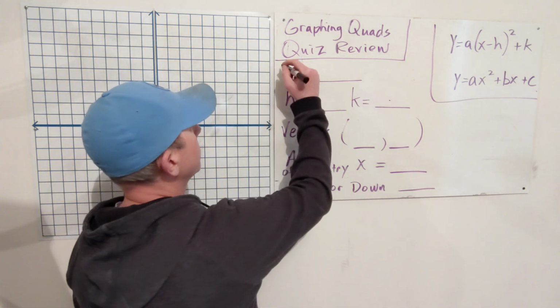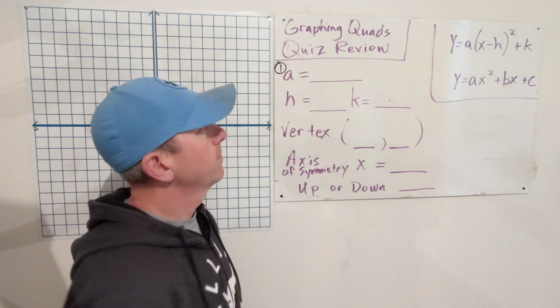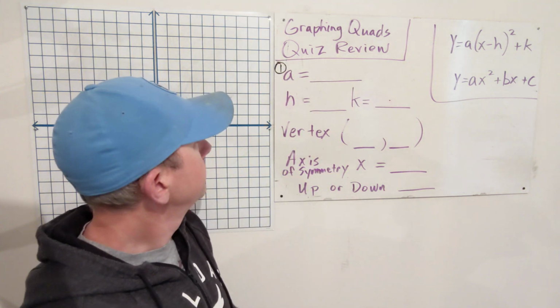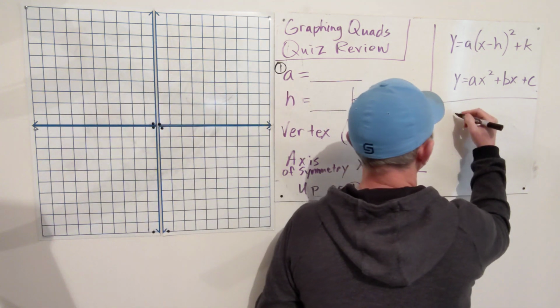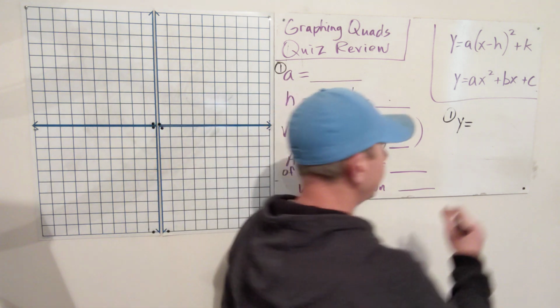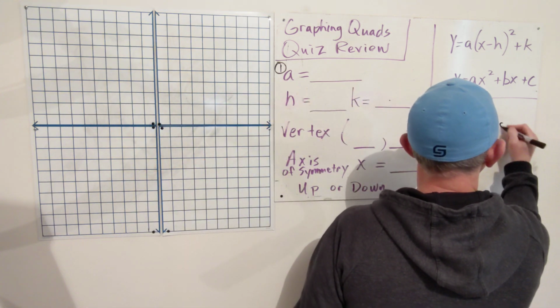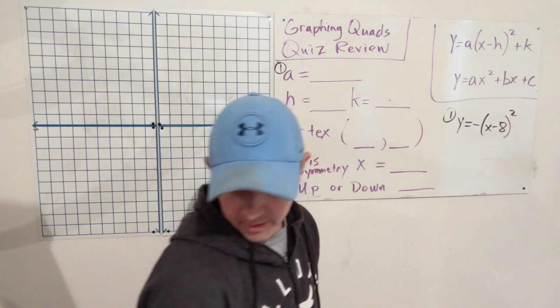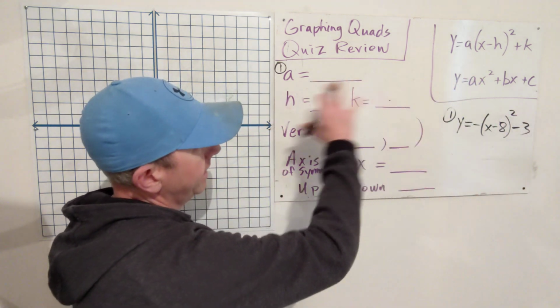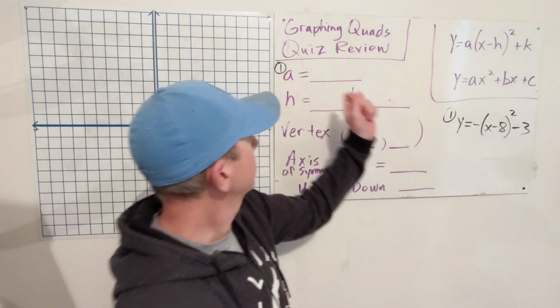All right, so here we go for number one. This is from our Graphing Quadratics quiz review. Number one was y equals negative (x minus 8) squared, and then minus 3. So guys, this is what you're having to answer on this. All right, so it starts off with: what is a?